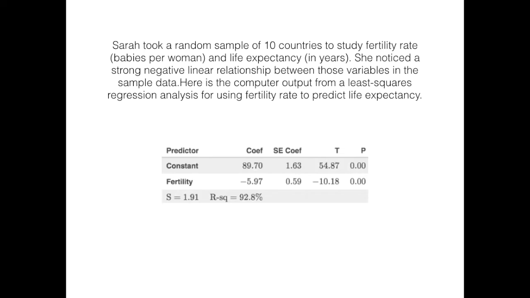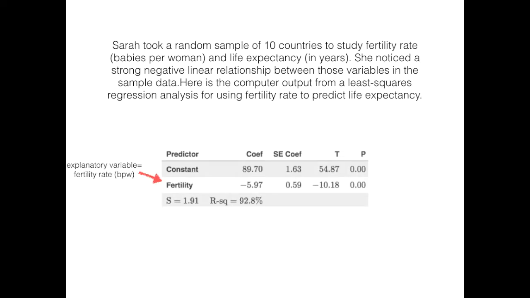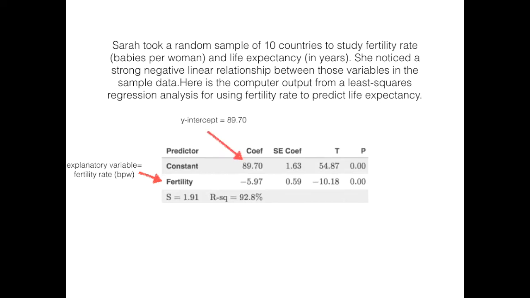Now let's talk about the values in this table and what they mean. Starting on the left side of this chart, we have the constant and the explanatory variable. In this output, the explanatory variable is fertility. Then in the next column, we have the values representing the constant and the variable. This number represents the coefficient of the constant, or the y-intercept. In this situation, the y-intercept is 89.7. This is the value of the response variable when the explanatory variable is 0. So in context, the predicted life expectancy is 89.7 years if a woman has a fertility rate of 0.